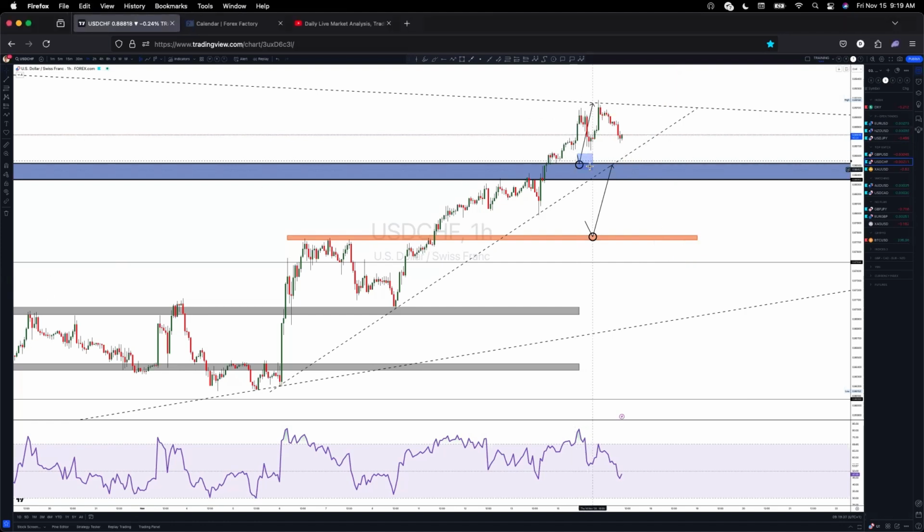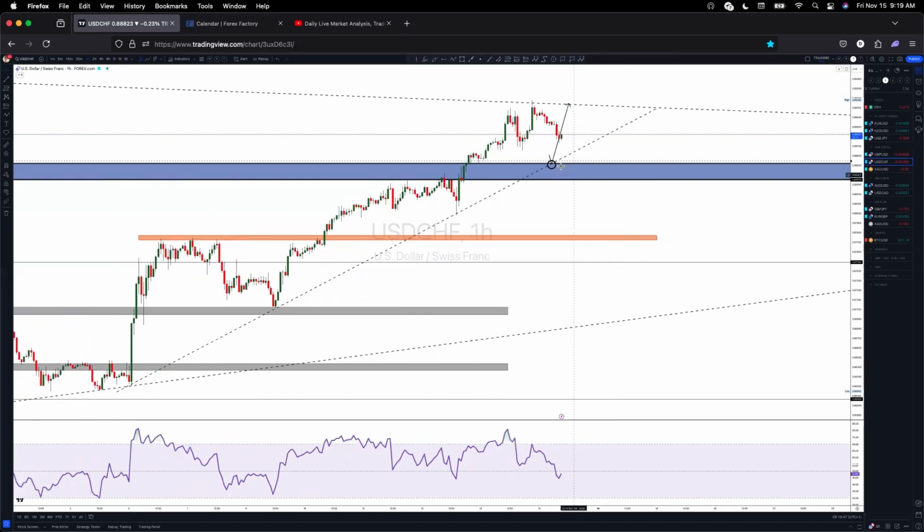Okay. Outside of that, I am not super sure I'll be looking for another trade. Whatever happens at the bottom here will determine the plan moving forward.